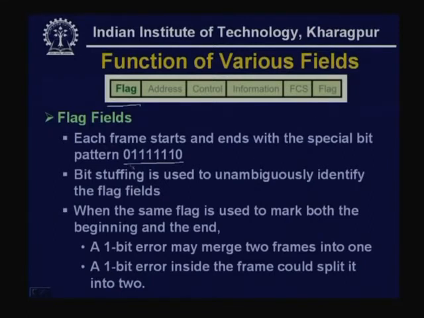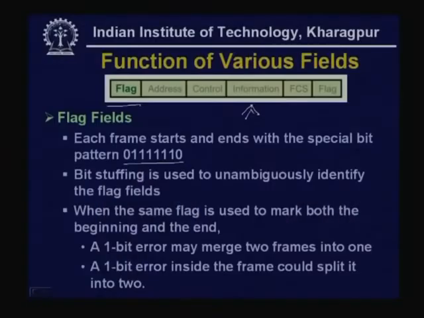Now, this bit pattern may appear as part of the information or may appear as part of control. In such a case, what has to be done? Whenever we are sending the bit pattern 0, then 6 ones and 0, which appears as part of data, then what will happen? There is a possibility that if it appears in the middle of the information bits, that can be considered as the ending flag. As a consequence, this will divide a single frame into 2 frames.